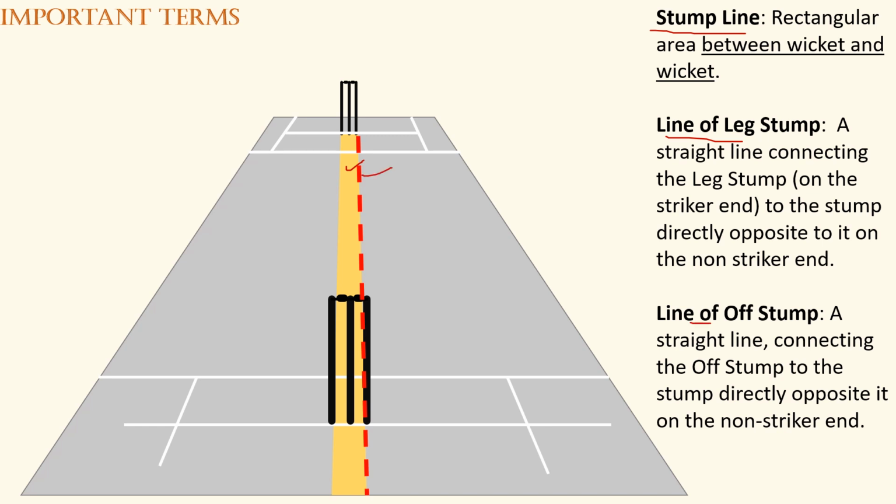Next is the line of off stump. Here it is shown with the green color. This is the line which connects the off stump on the striker's end to the opposite stump on the non-striker end. Also, we should understand the area outside of the line of leg stump. This is the area which is beyond the line of leg stump and to the left of the batsman. The next area to consider is outside of the line of off stump. This is the area which is on the right of the batsman and right of the line of the off stump.